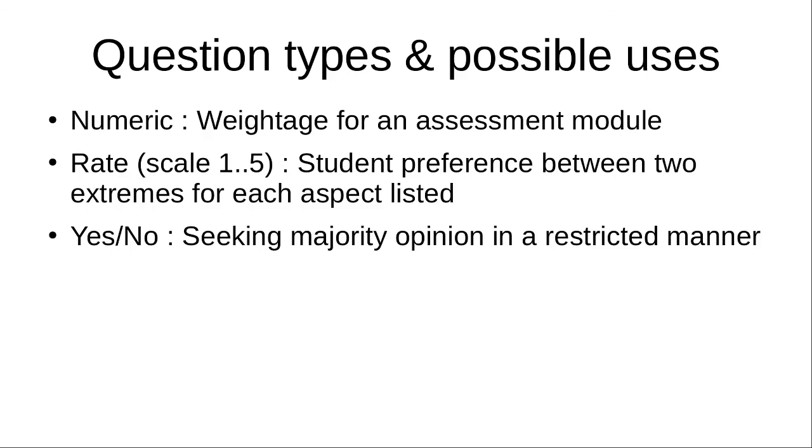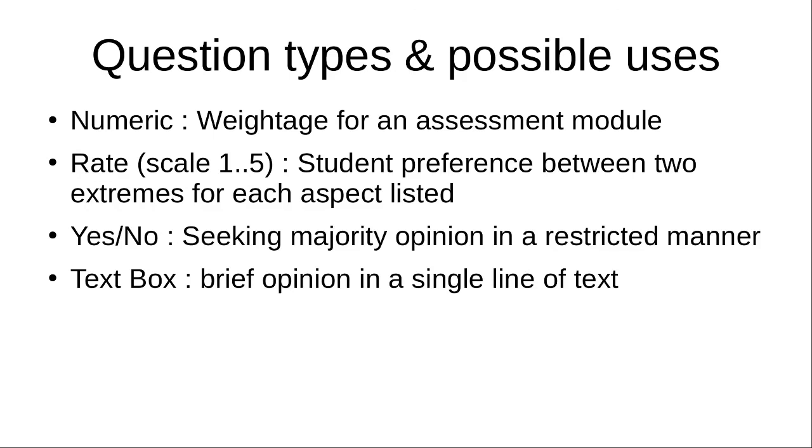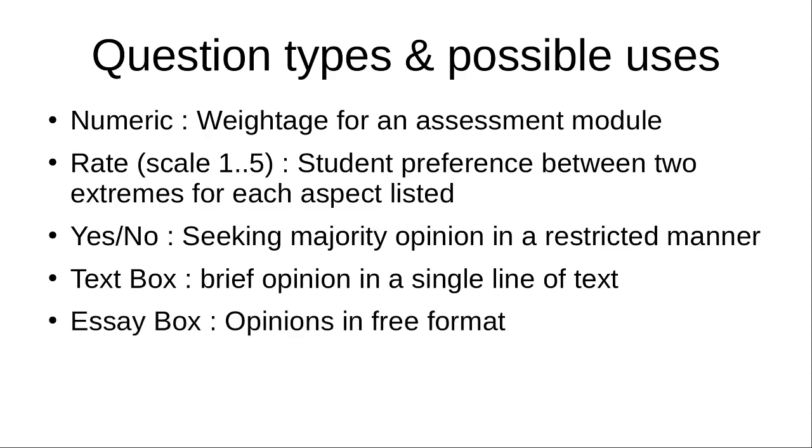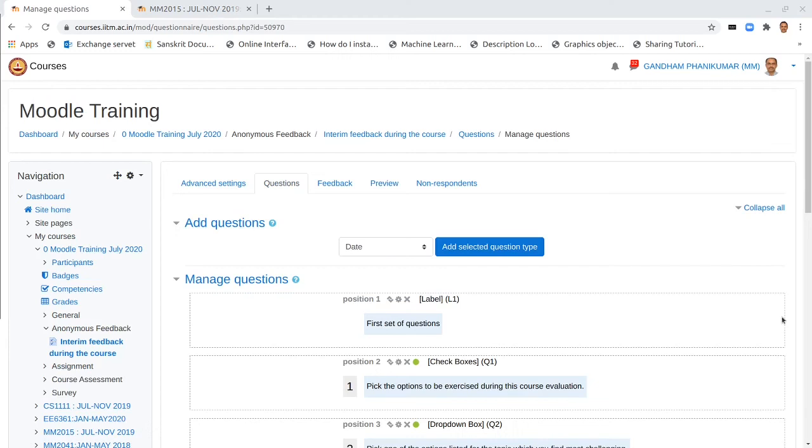Yes or no is a question type where we would like to seek the majority opinion in a very restricted manner, where we have to, for example, take a decision and we do not want any fuzziness about the answer. Text box is a feature where we can ask the students for a brief opinion, where they can write one single line of text. And essay box is for free format text, where we can ask for opinions from the students, and they can write multiple lines. We could also restrict how many lines that can be, and this is where the openness of the feedback can be exploited.